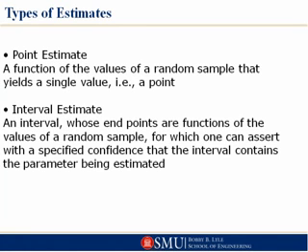Now, types of estimates. A function of the values of a random sample that yields a single value, a point. This could be a point estimate. So I draw a sample from a population, and let's say my population is the whole of the Dallas-Fort Worth area. I look at that population, and my interest is the average salaries in that area. So do I want to go to every single home in the Dallas-Fort Worth area and ask what's the household salary, and record that, and then come up with the true population mean salary?